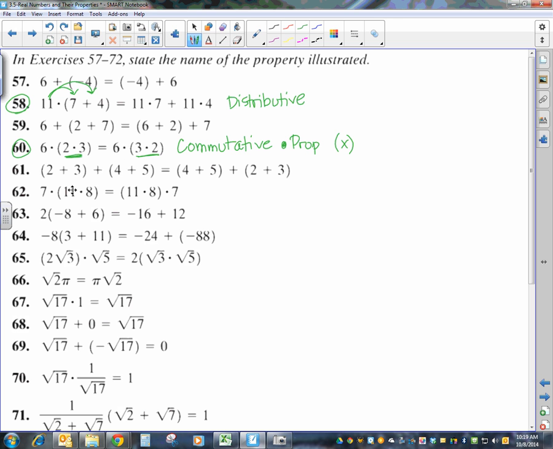Okay, let's go down to 68. Okay, I'm looking at 68. 17 plus 0 equals 17. I see the same thing I got out. This is the additive identity because I'm adding zero. Actually, look at 66. Square root of 2 times pi, pi times square root of 2. Again, commutative property of multiplication because I changed the order that I was multiplying.